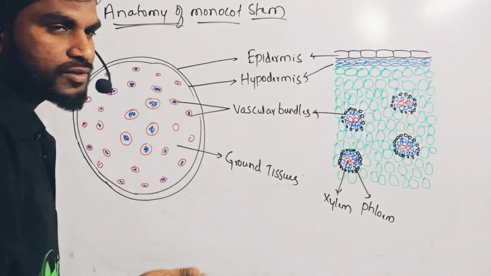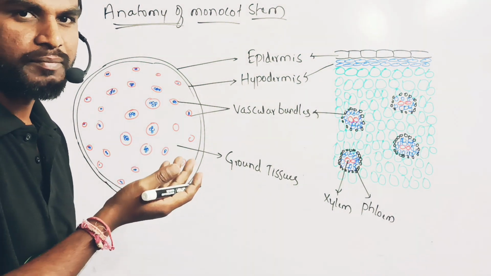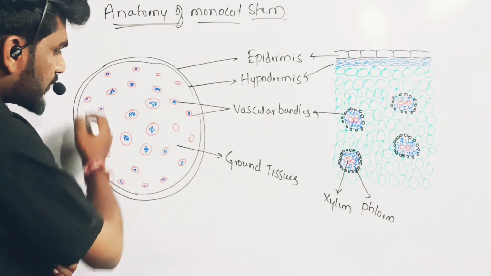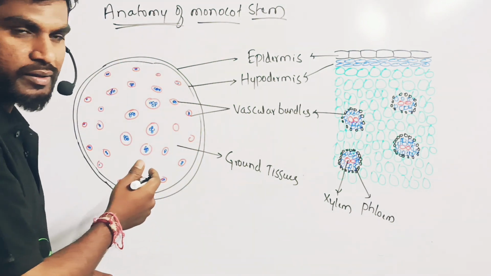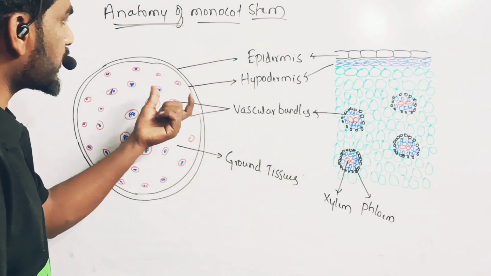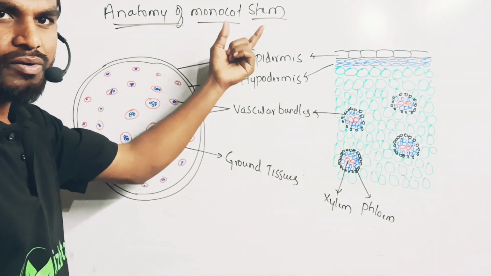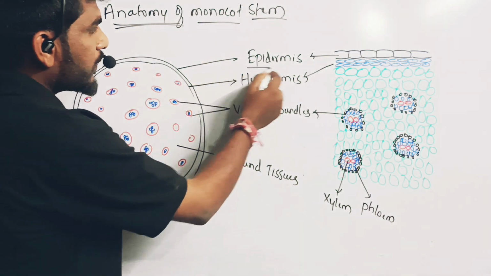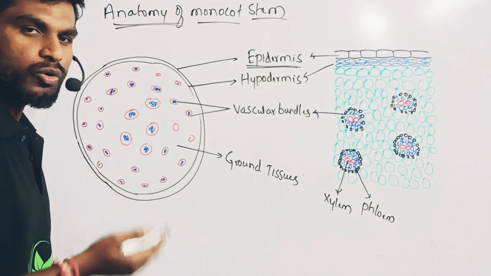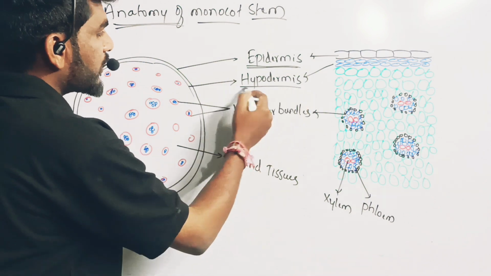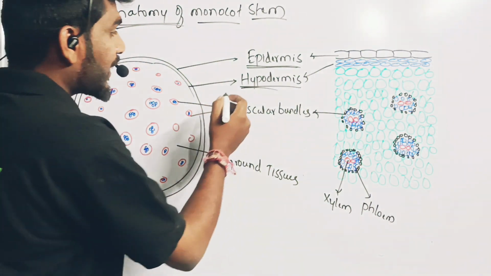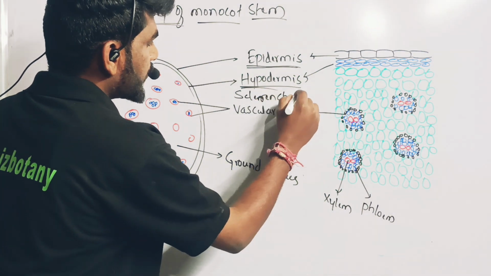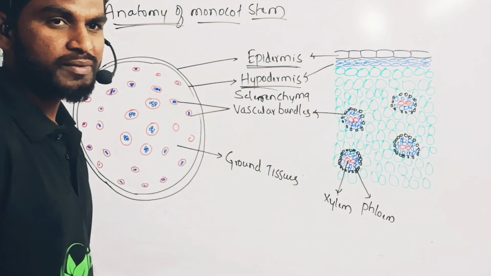When we take a transverse section of a maize or any monocot plant, we clearly get this type of figure when we observe under the microscope. What does the anatomy of monocot stem contain? It contains the outermost layer, which we are calling the epidermis. Below the epidermis, we have a hypodermal region, which is made up of sclerenchyma cells. Sclerenchyma cells will be present in the hypodermis.